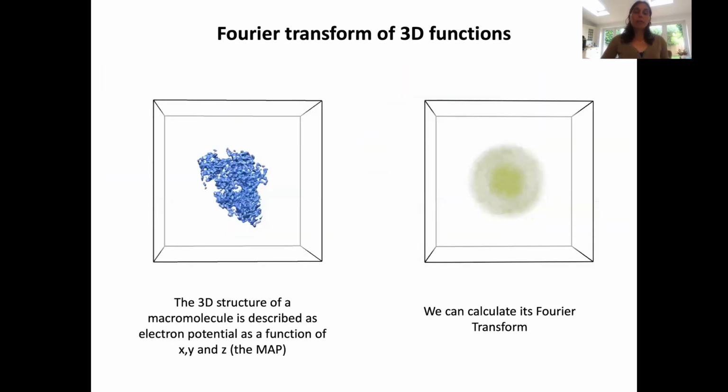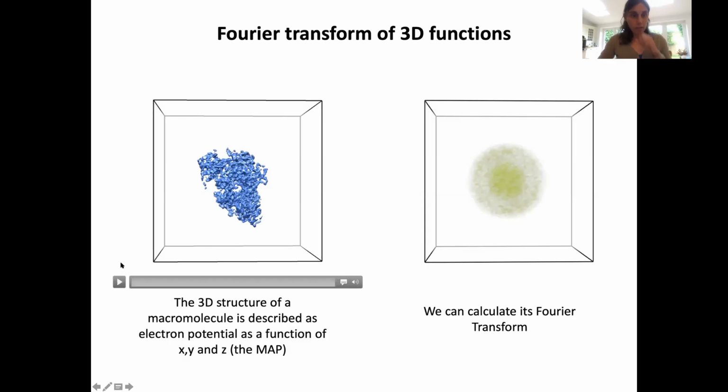Okay, so I've told you a lot about 1D Fourier transforms, the basics and some properties, and 2D Fourier transforms and how they apply to images. 3D functions have 3D Fourier transforms. It's exactly the same, they're just harder to represent.